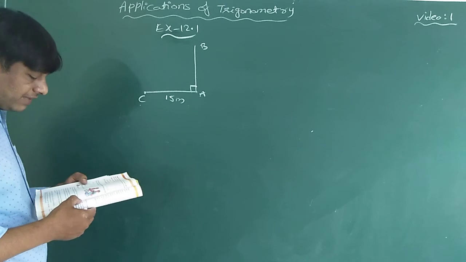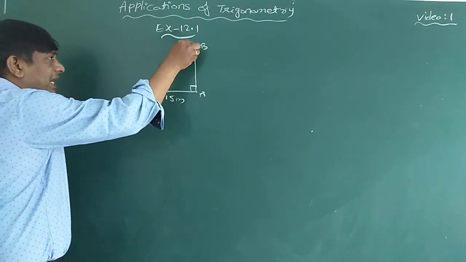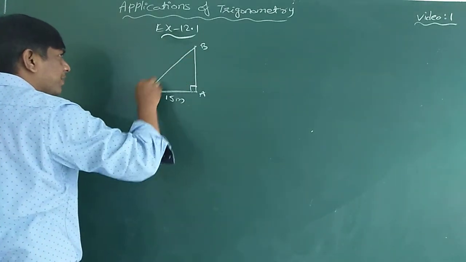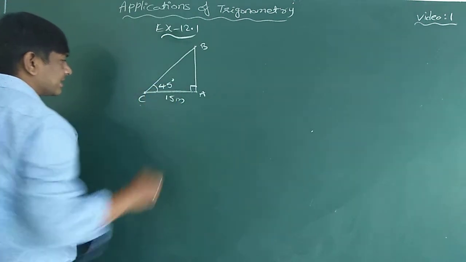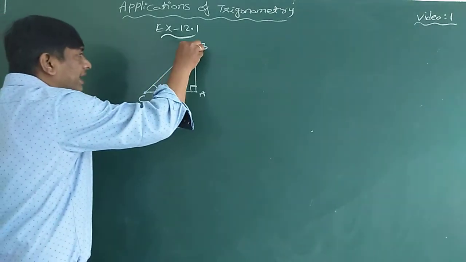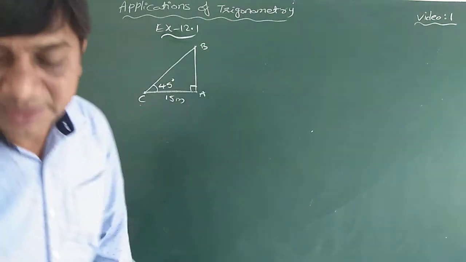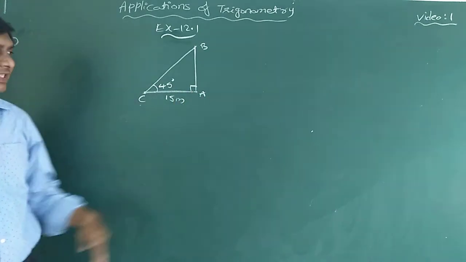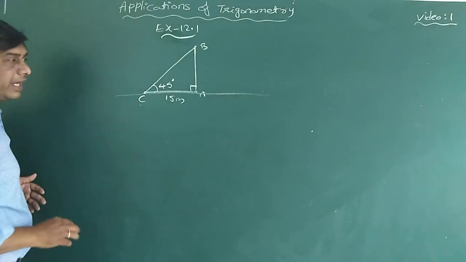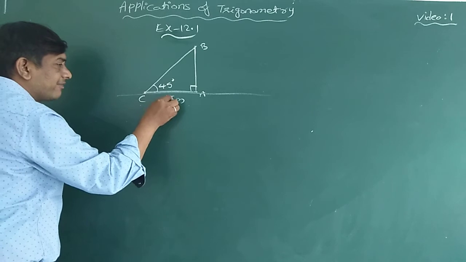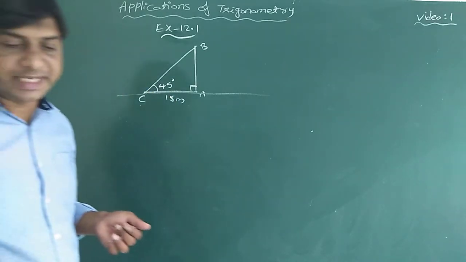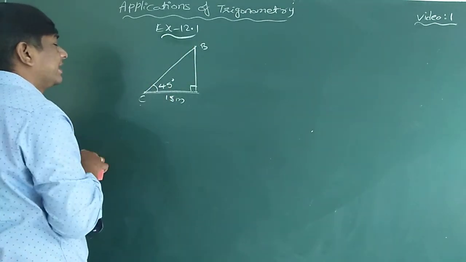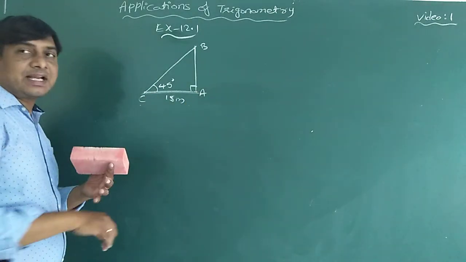The angle of elevation of the top of the tower from this point, measured from the horizontal ground line, is 45 degrees. Listen carefully. They asked the height of the tower. Let us assume BA is the tower on the ground. From the foot of the tower, 15 meters away, there is a point C. From this point, the angle of elevation of the top of the tower is 45 degrees.